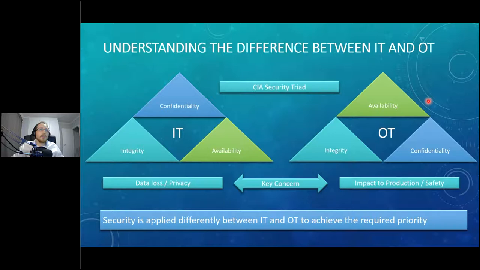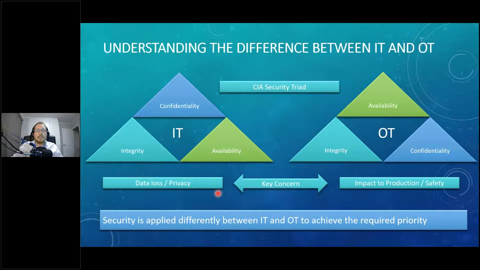This was touched on by a previous presenter, so I just want to make a few additional points onto that. Well, we can go back to the CIA security triad, which basically stands for confidentiality, integrity, and availability. And the main difference we actually see between IT and OT is that confidentiality is the top priority on the IT side. In other words, the key concern is data loss and privacy.